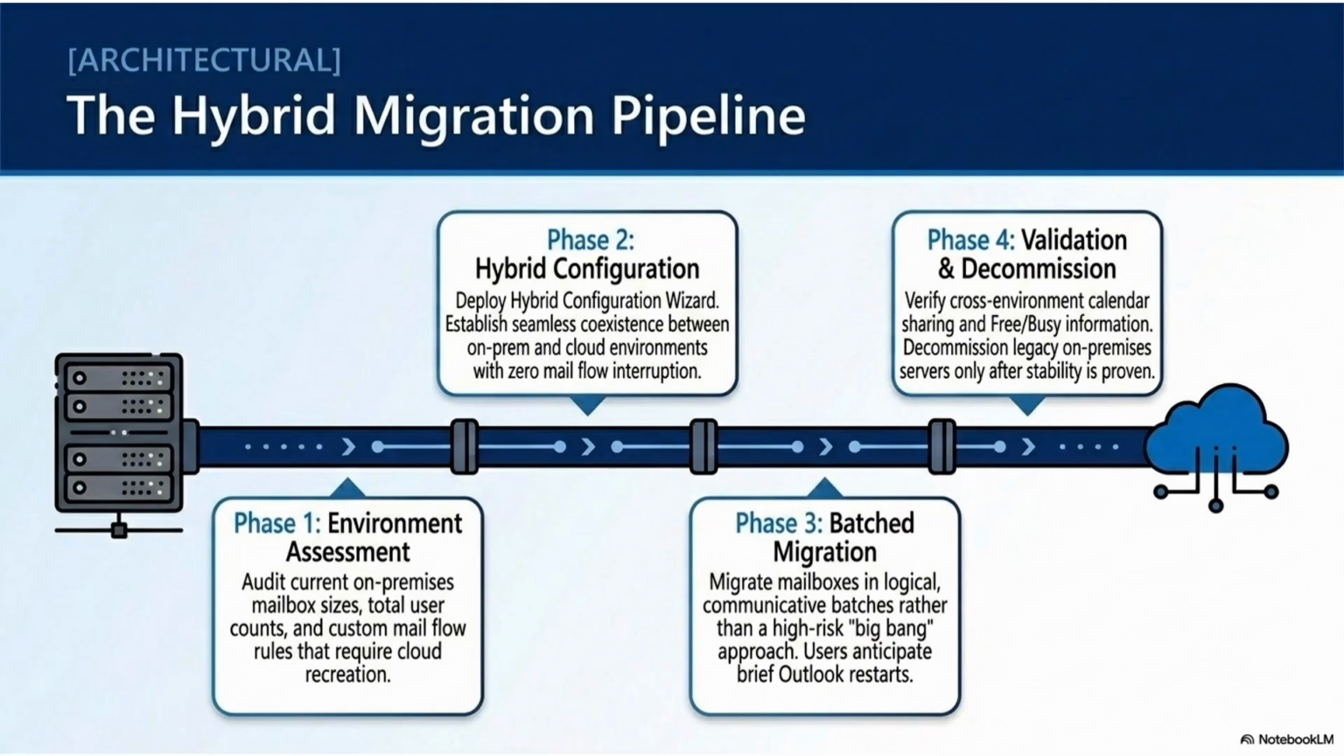Deploy the Hybrid Configuration Wizard and establish seamless coexistence between your on-premises and cloud environments with zero mail flow interruptions. Phase 3 is batched migration. Migrate mailboxes in logical, communicative batches rather than trying a high-risk, big bang approach where everyone moves at once. Users should expect a brief Outlook restart during their batch. Phase 4 is validation and decommission. Verify that cross-environment calendar sharing and free/busy information are working correctly. Only decommission the legacy on-premises server after stability is fully proven.